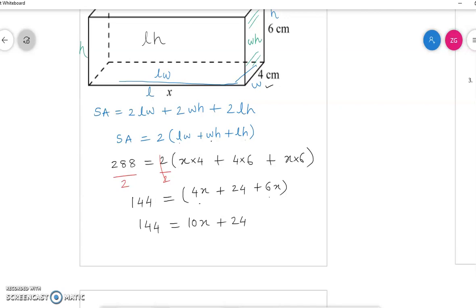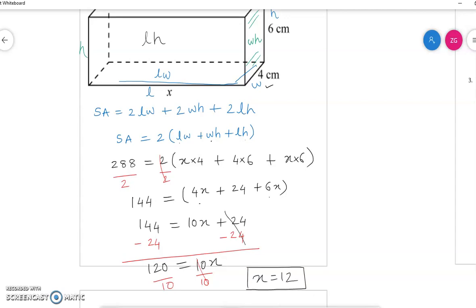First we will eliminate plus 24, so I'll do the opposite operation, minus 24 on both sides. On the left hand side, 144 minus 24 gives me 120 equals 10x, as plus 24 minus 24 gets cancelled. Now to eliminate 10, divide both sides by 10 since it is in multiplication. So we get our final answer, x equals 12. So the length of this rectangular prism is 12.